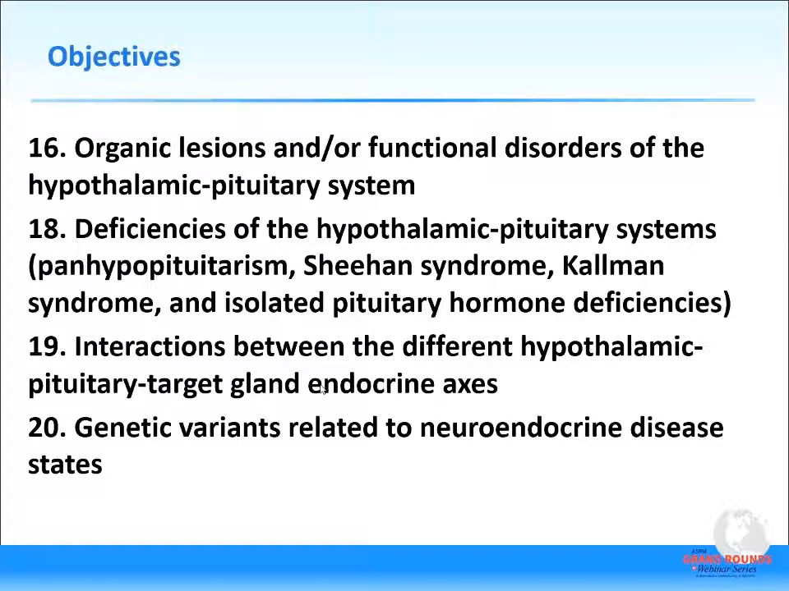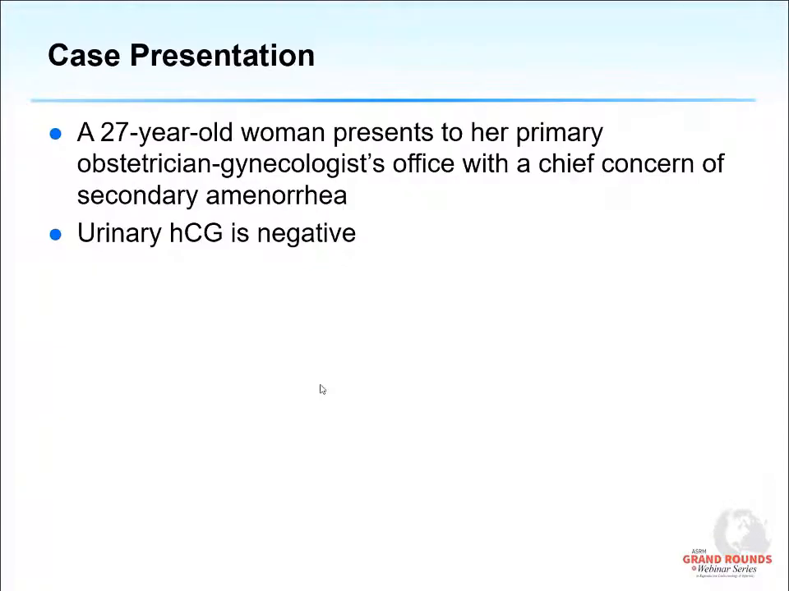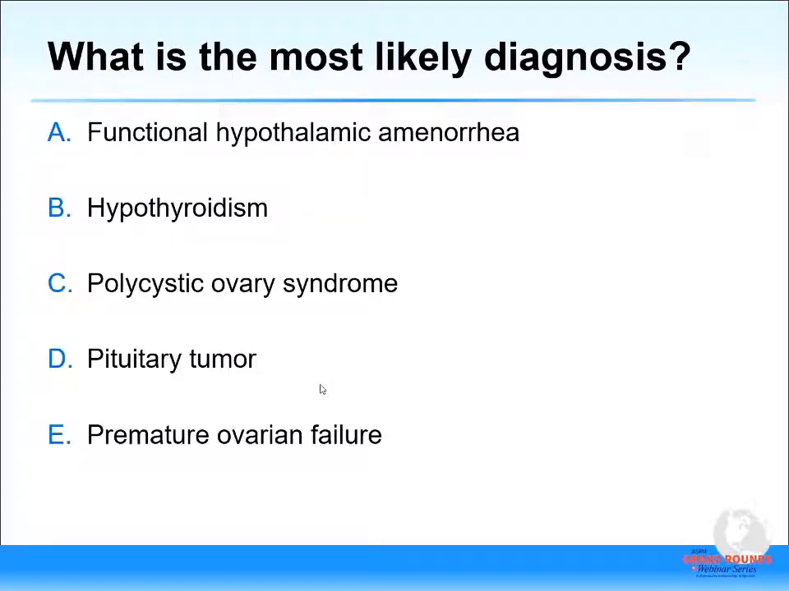So we talked a little bit about 18. We're going to talk some more because I think this is complicated enough that we have to reinforce it on a pretty regular basis. So I think it's time for a case presentation. A 27-year-old woman presents with a chief complaint of secondary amenorrhea and urinary HCG is negative. What next? What's the most likely diagnosis? Functional hypothalamic amenorrhea, hypothyroidism, polycystic ovary syndrome, pituitary tumor, or premature ovarian failure.